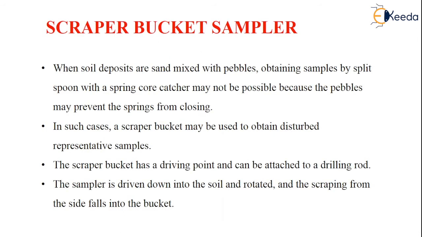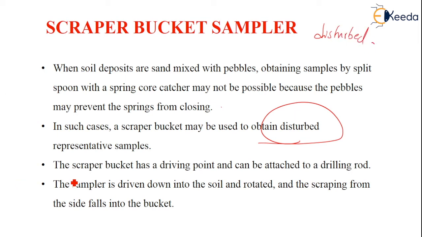Coming to the next method, it is the scraper bucket sampler. When soil deposits are sand mixed with pebbles and other different materials, obtaining samples by split spoon with a spring core cutter will not be possible because the pebbles may prevent the springs from closing. In those cases, we have to use a scraper bucket, which may be used to obtain disturbed representative samples. Here we get disturbed samples.